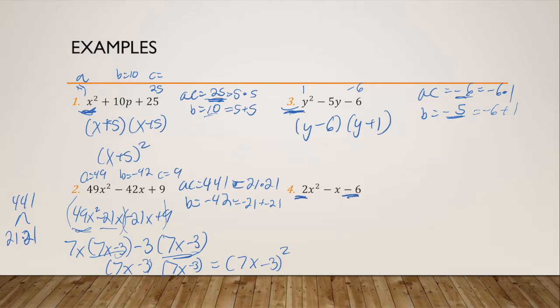For our last example, I've got 2 times a negative 6. So my A is 2, B is negative 1, C is negative 6. AC is negative 12, B is negative 1. What are some factors of negative 12 that add to negative 1? How about negative 4 times 3? Again, if you didn't see that right away, you could always still make a table like we used to. We should be pretty confident in our factoring abilities by now.